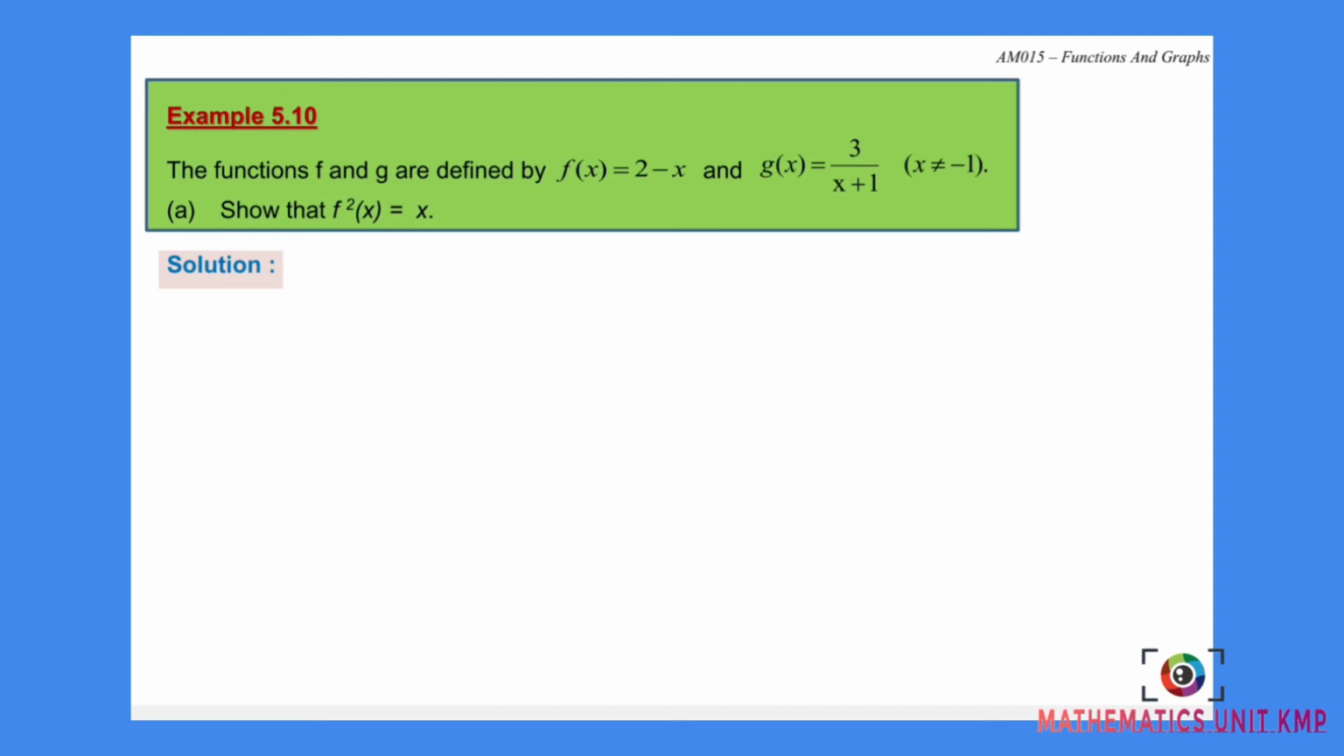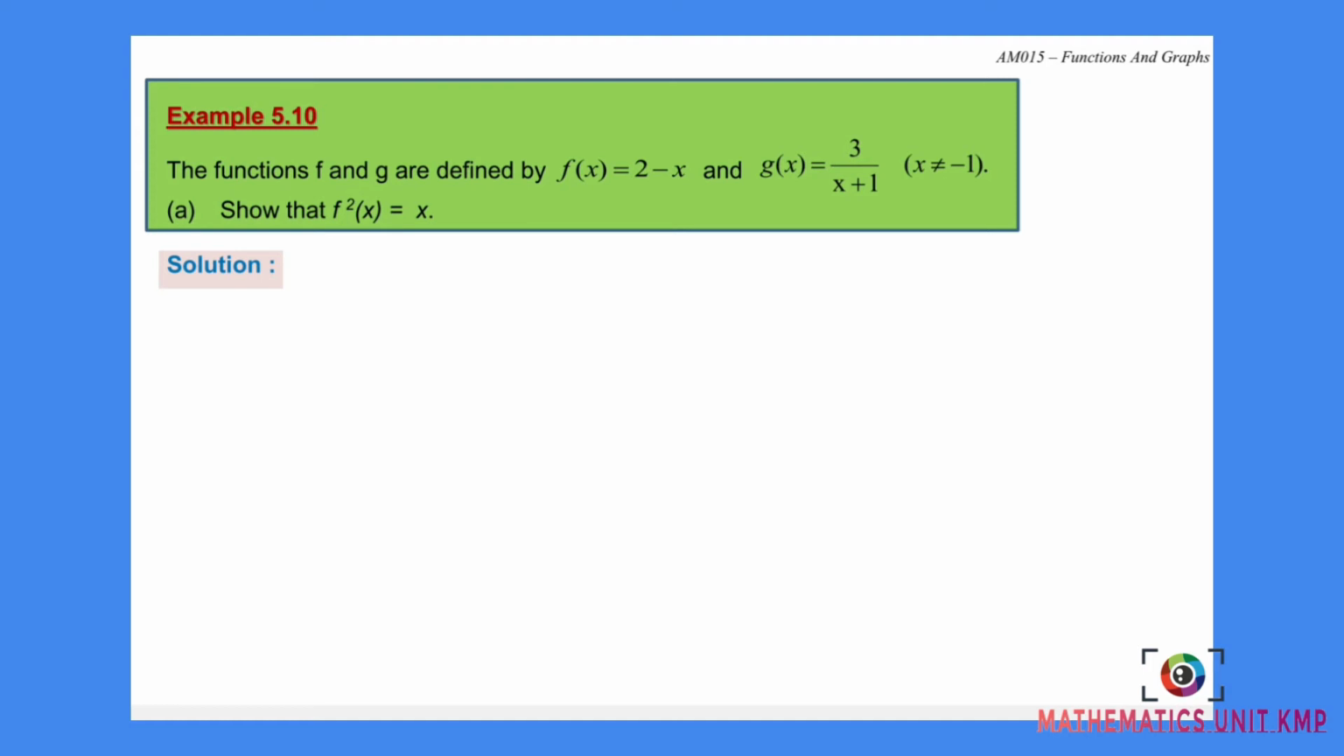The functions f and g are defined by f(x) = 2 - x and g(x) = 3 over x + 1. x must not be the value of negative 1. The first question: show that f squared x equals x.